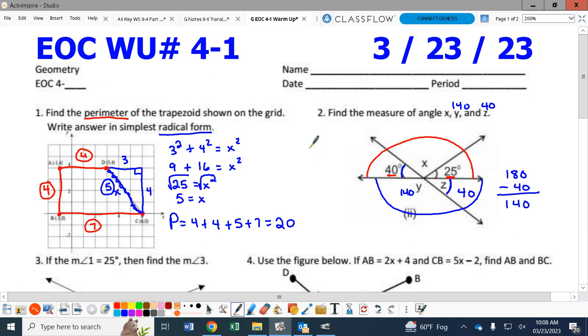Add those together. I'm going to add the 40 plus the 25. What's that give you? 65, and then 180 minus that 65 is going to leave us how much for that last angle? 115. So 115 for X.